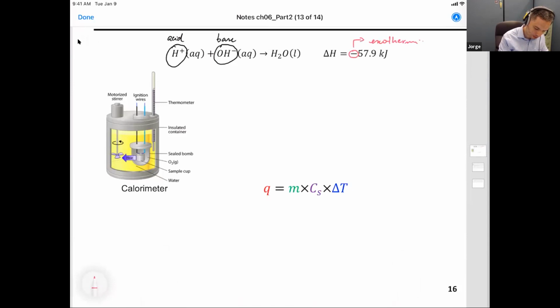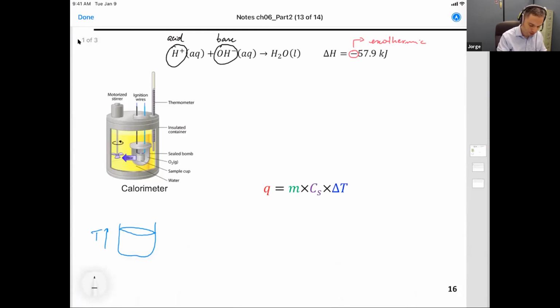Okay, so exothermic reactions produce energy. Energy is going to be released to the surroundings. If energy is being released, we should expect the temperature of the water inside the calorimeter to rise as a function of time. Okay, so that's what is expected.